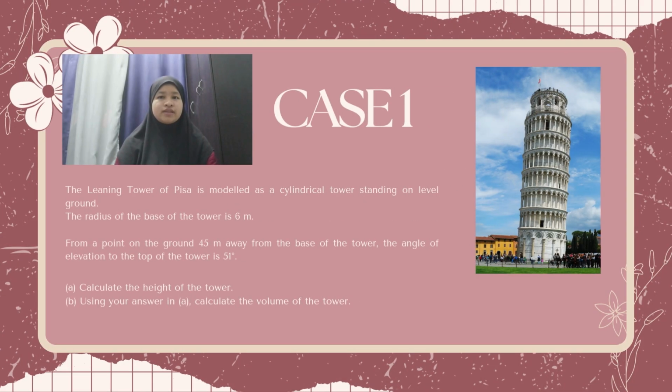For our first case, we look at the Leaning Tower of Pisa, which is modeled as a cylindrical tower standing on level ground. The radius of the base is 6 meters. From a point on the ground that is 45 meters away from the base of the tower, the angle of elevation to the top of the tower is 51 degrees. Question A: calculate the height of the tower, and question B: calculate the volume of the tower.